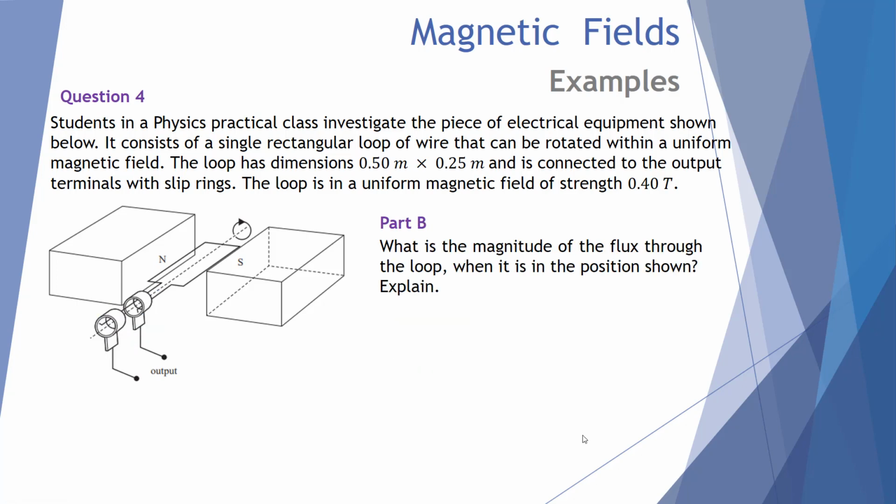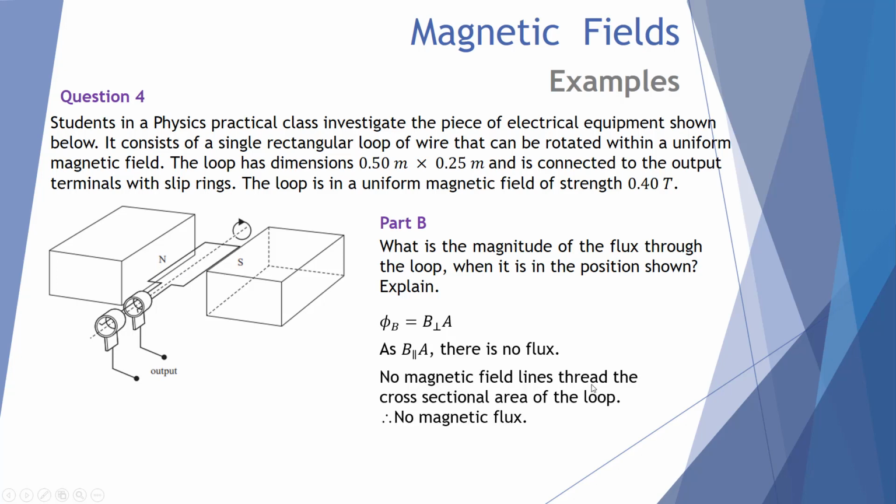Part B. What is the magnitude of the flux through the loop when it is in the position shown? So we know that flux is the product of the magnetic field strength multiplied by the area. In this situation, the magnetic field is parallel to the cross-sectional area. They're all in the same plane, so there is no flux. There is no flux threading through. No magnetic field lines thread the cross-sectional area of the loop, therefore no magnetic flux. So it is 0 Weber.